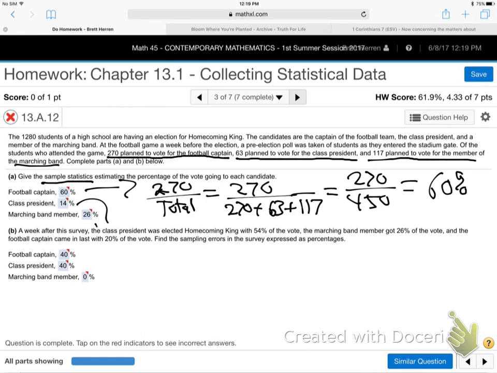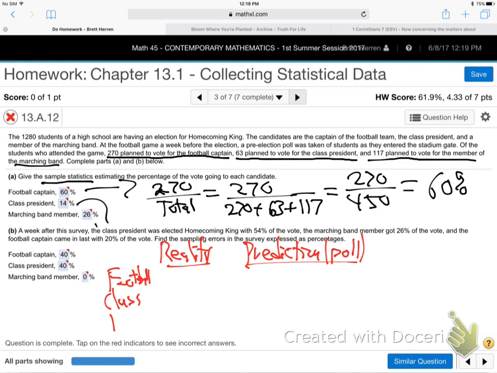Remember how you always do the error? You just subtract reality from what they predicted. Just find the difference, right? If they said Trump's going to get 45%, he really got 48, that's a 3% error, right? That makes sense? Just reality compared to prediction. So I'll do reality, and I'll do prediction, or poll, same thing, their sample, for the football captain and the class president and the band person.